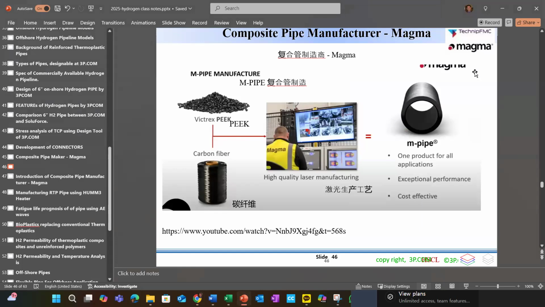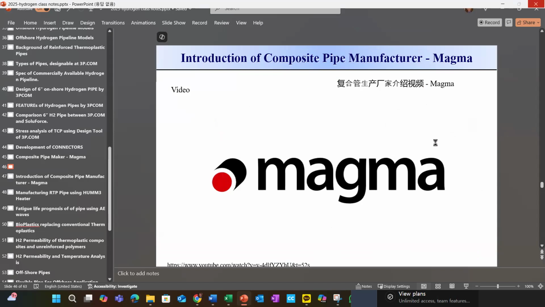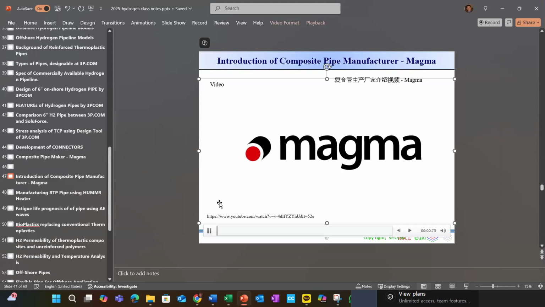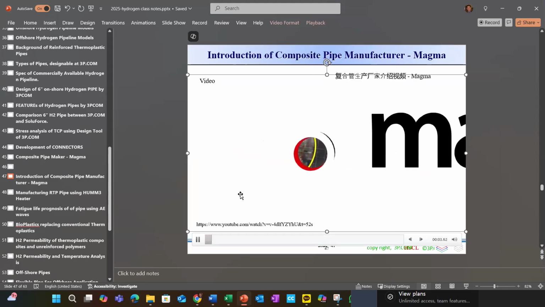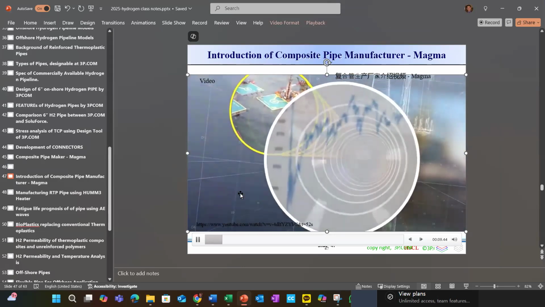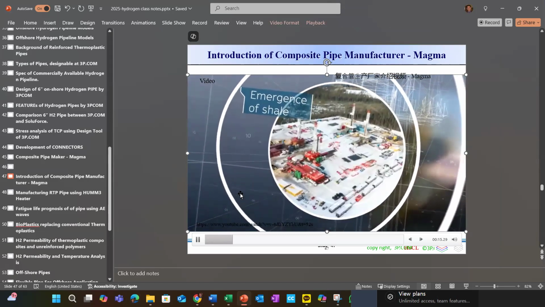So as you can see, Magma and Technip FMC are working together to develop the all carbon fiber PEEK pipeline system. Okay, this is a short video showing how Magma produces the pipe, put pressure on deep water.